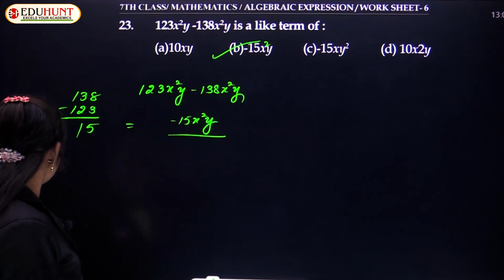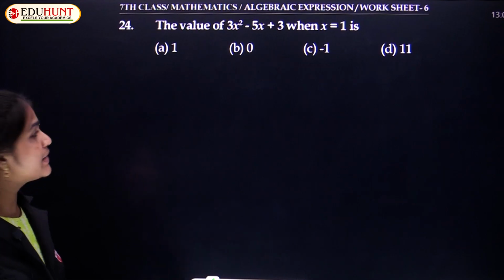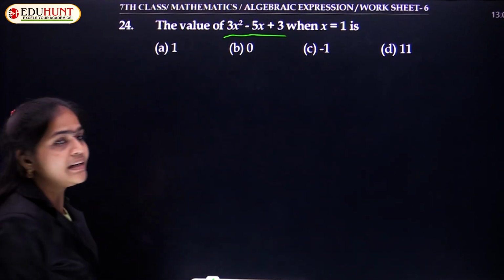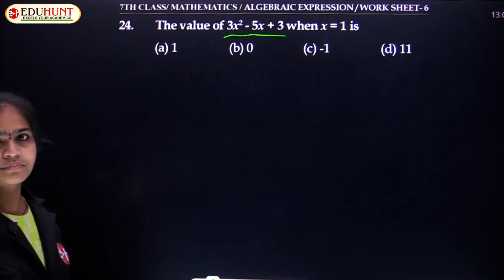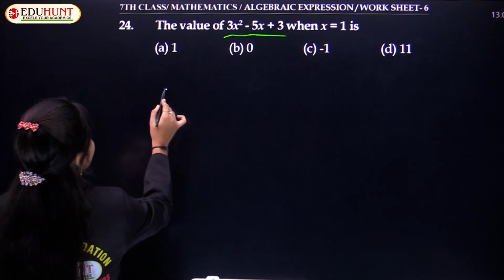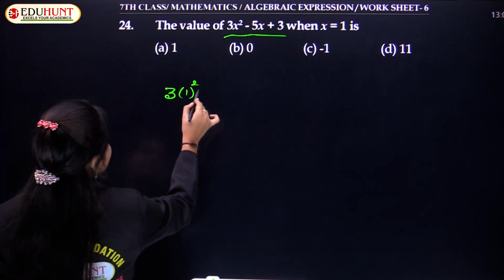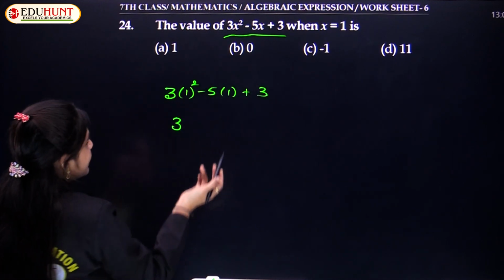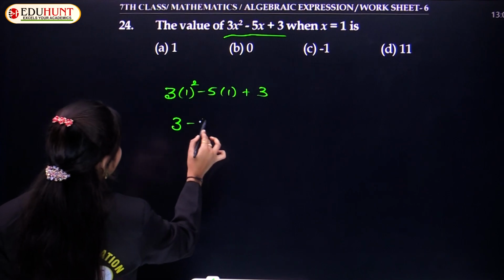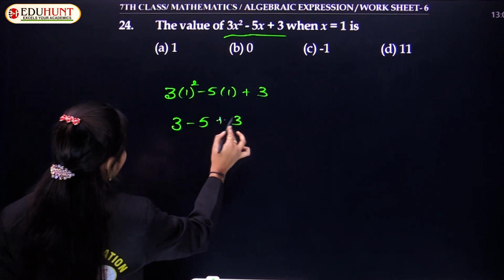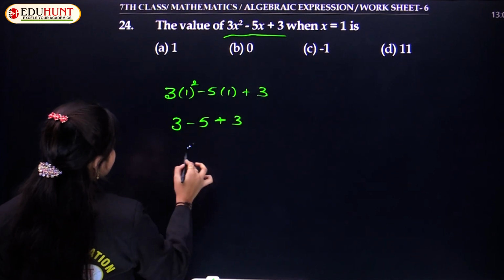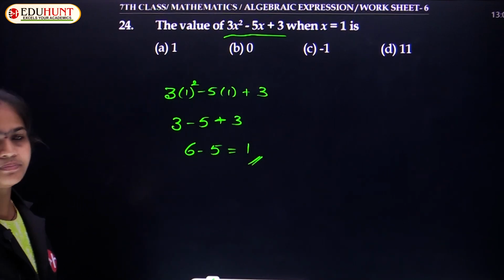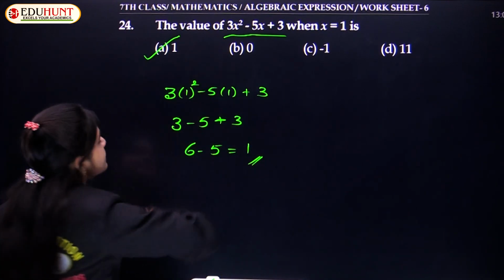Okay ma, the 24th one says: find the value of 3x square minus 5x plus 3 when x is equal to 1. So 3 into 1 square minus 5 into 1 plus 3. 3 into 1 square is again 3 only. Minus 5 into 1, that is 5, plus 3. Which equals 6 minus 5, so the answer is 1. Option A is correct.